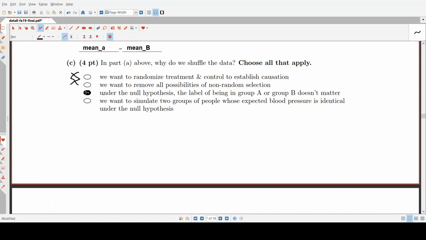Lastly, we want to simulate two groups of people whose expected blood pressure is identical under the null. And this is also true because in this experiment, they said their null hypothesis is that there is no difference between group A and group B's blood pressure. So the correct answer is these two.